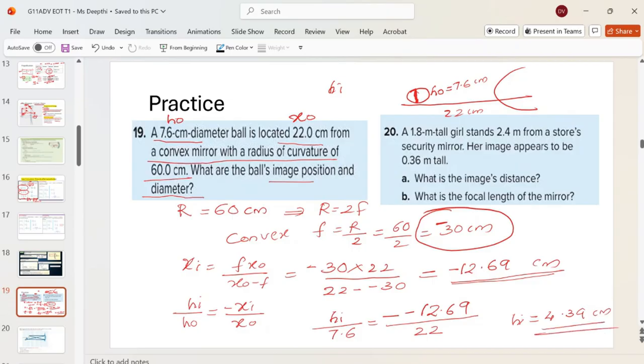So this is how you solve the convex mirror problems. It's a little different from the concave mirror problem. Make sure there is a minus in the xi and also a minus in the focal length. Hope that's clear to you.